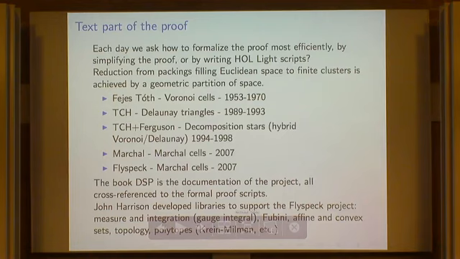And then John Harrison, the author of Light, was very much involved in this project, and he developed libraries to support the project, including measured integration, including the gauge integral of Fubini's theorem and so forth, affine and convex sets, topology, theory of polytopes, and so forth. So that's all I'll say about the text part of the proof.